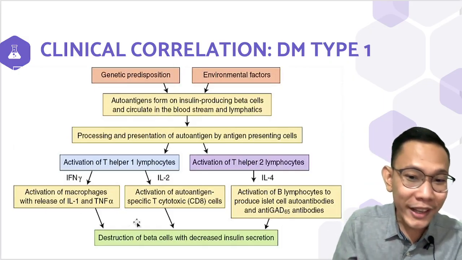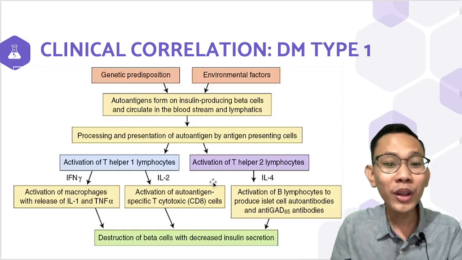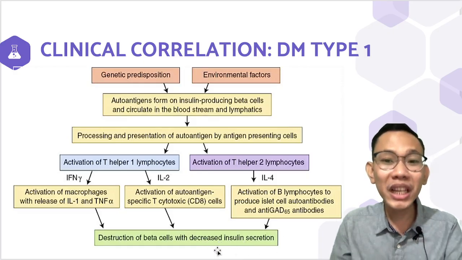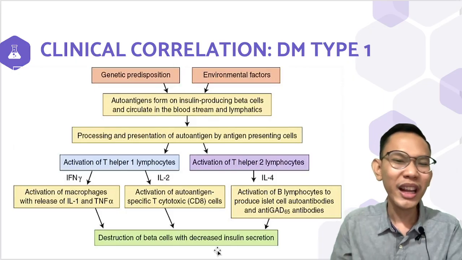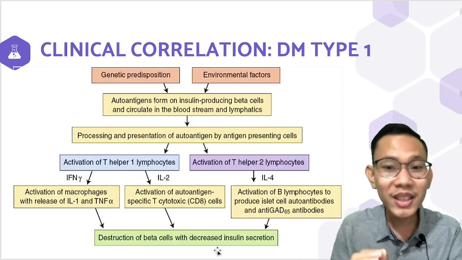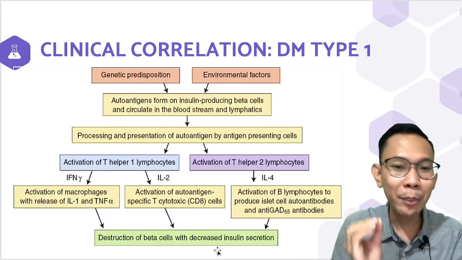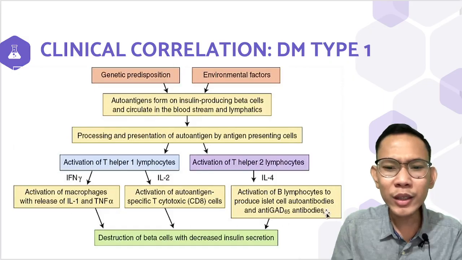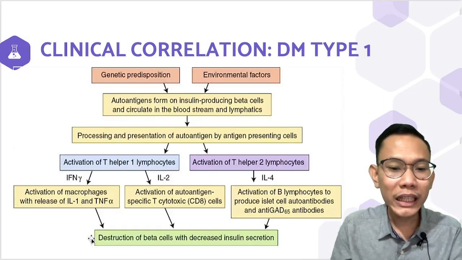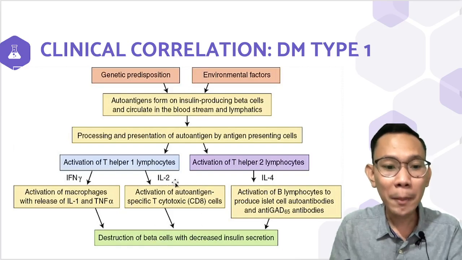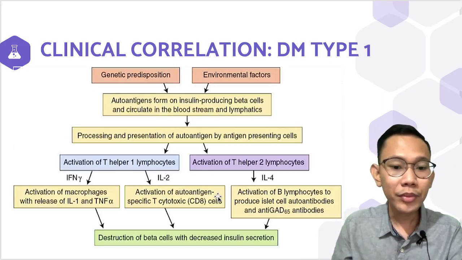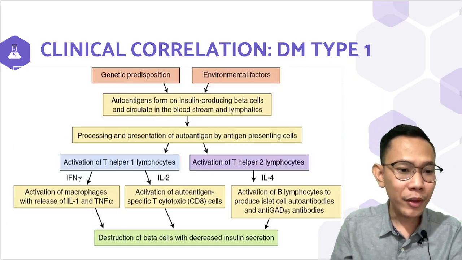antibodies. All of these factors will lead now to the destruction of your beta cells with a resultant of decreased insulin secretion. That is the basic pathogenesis of your DM type 1. From the genetic disposition unto the production of the different cytokines and will result into the different factors leading to now the destruction of your beta cells and decreased insulin secretion. So that is a basic pathogenesis.